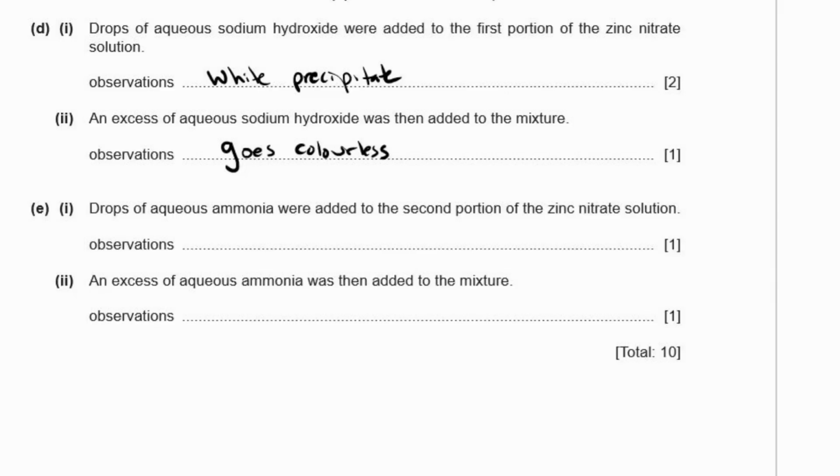So E1, drops of aqueous ammonia were added to the second portion of the zinc nitrate solution. And what observations do you see now? Okay, for this one, you also see a white precipitate. And an excess of aqueous ammonia was then added to the mixture. Again, same thing happens. It dissolves or goes colorless.